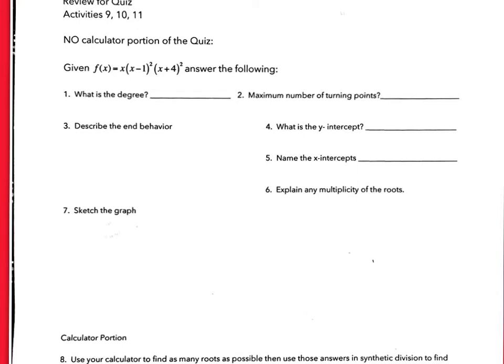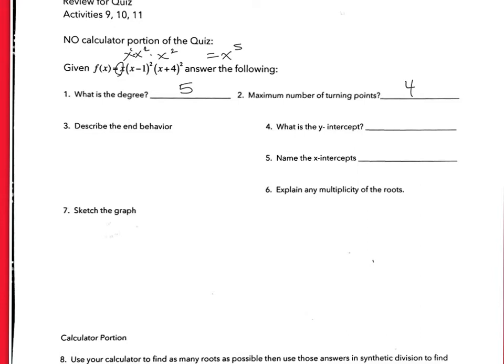So this is x, and then we would have x squared, and then we would also have another x squared. So if we multiplied x times x squared times x squared, we would get x to the 5th. So that would be the highest power. So the degree is 5. Maximum number of turning points, this might also help you draw your graph. That would be 1 less, which is 4.